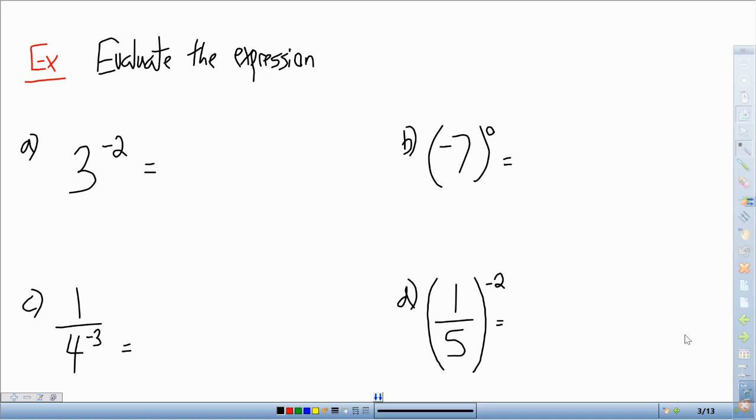We're going to try these 4 problems together. Go ahead and copy them, and then we'll try them out. So I have 3 to the power of negative 2. Cannot have the negative 2. I need to turn it into a positive 2.